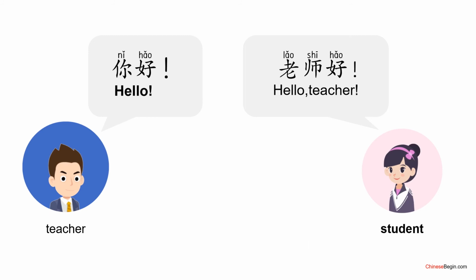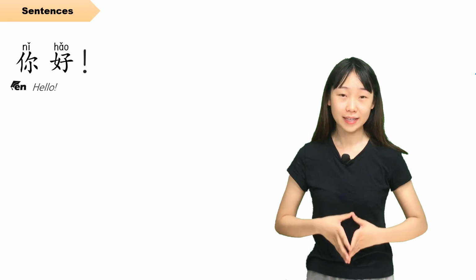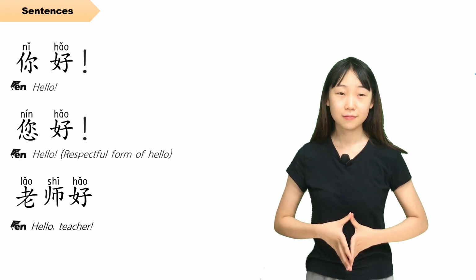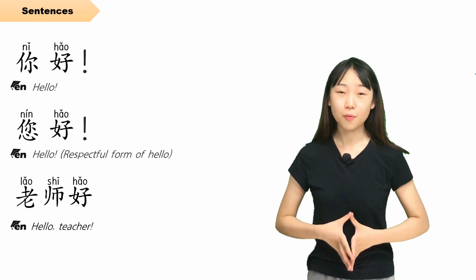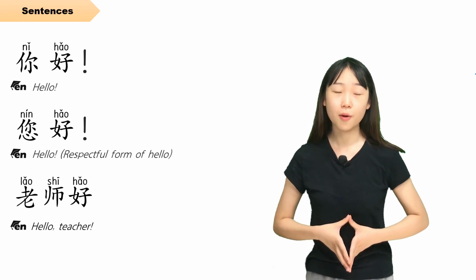The first one we need is 你好, which is the most common way to say hello in Chinese. Usually, it is used between peers. The next one, 您好, is the respect form of 你好, which is usually used to say hello to other people to show respect. The third one, we use the structure, person or job title plus 好 to say hello to a particular people or a group of people who have the same job or same characters.